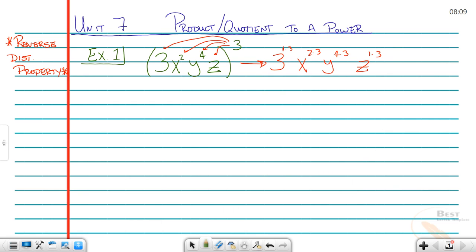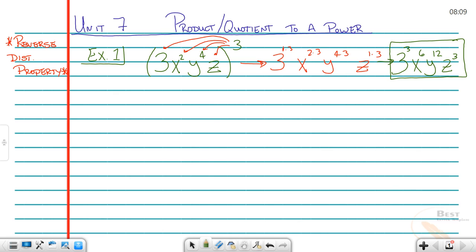And then from there, you can just simplify. So 1 times 3 is going to be 3. So we got 3 to the 3rd power, x to the 6th power, y to the 12th, z to the 3rd. And that's your final answer. So it's everything on the outside times everything on the inside, but kind of in reverse. You're just multiplying those exponents to everything.